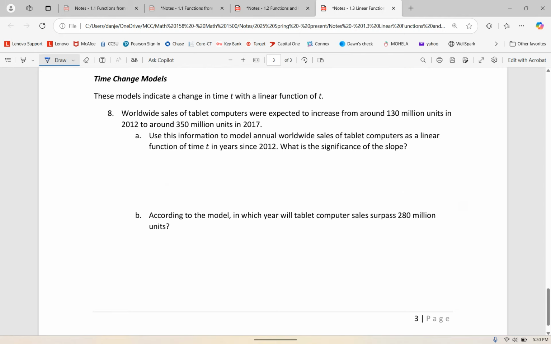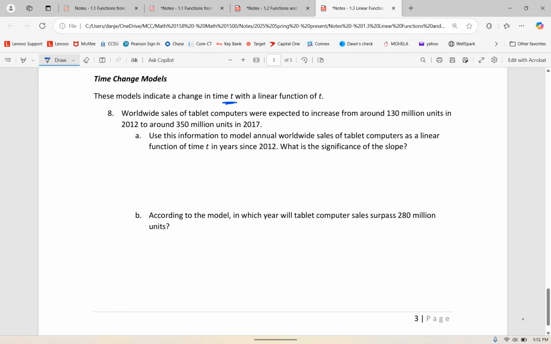What about a time change? This is where the x variable, the independent variable, is time. Worldwide sales of tablet computers were expected to increase from around 130 million units in 2012 to 350 million units in 2017. So let's write those 2 points.